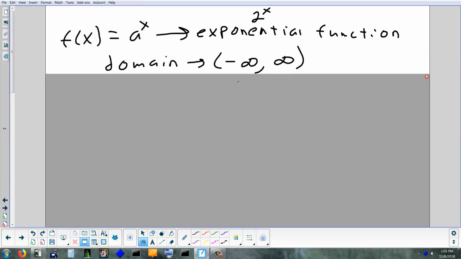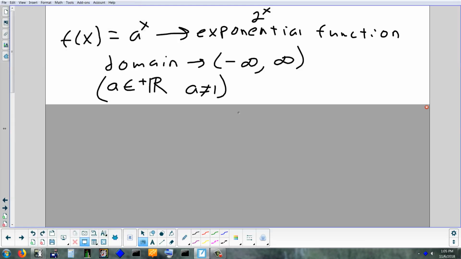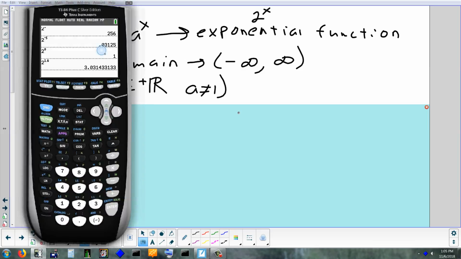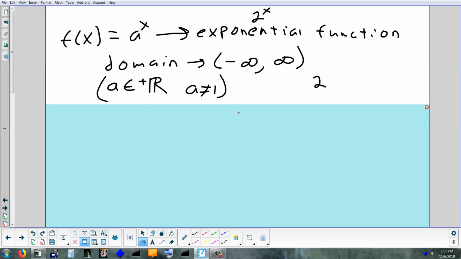Now again, just a reminder on what the base is. It's a positive real number, but it's not 1. So with exponential functions, the domain is always all real numbers. Now, what does it really mean? Like I did 2 to the -5th, and I got an answer of 0.03. What does that really mean?